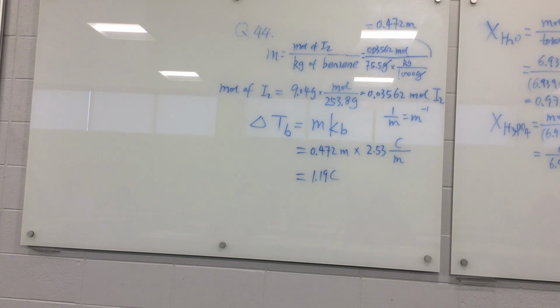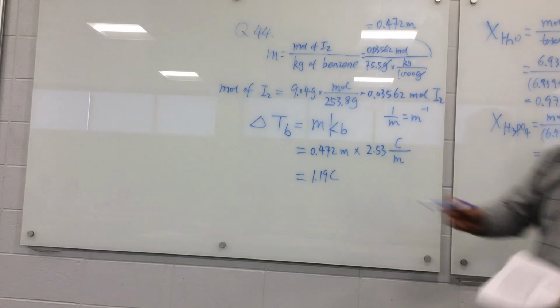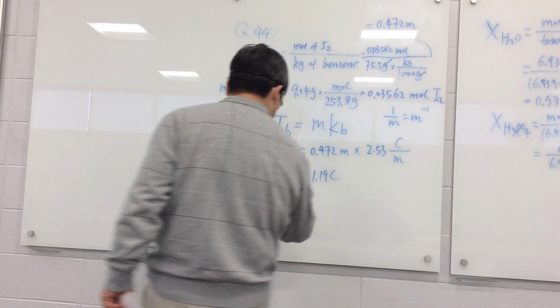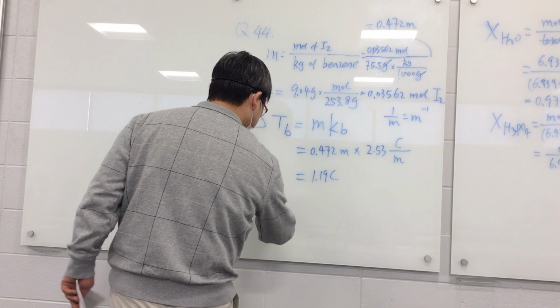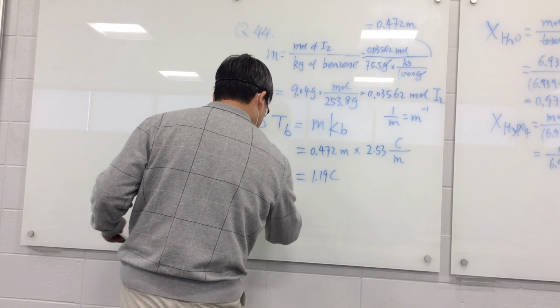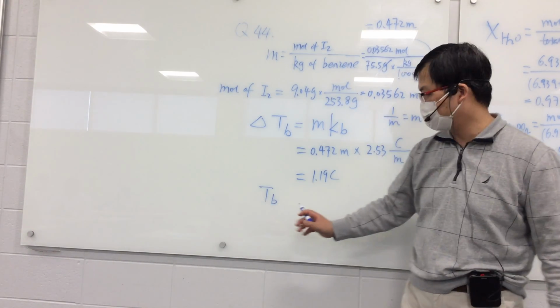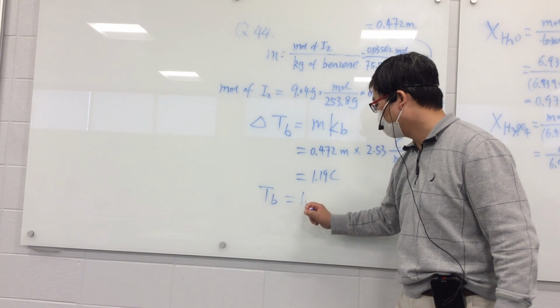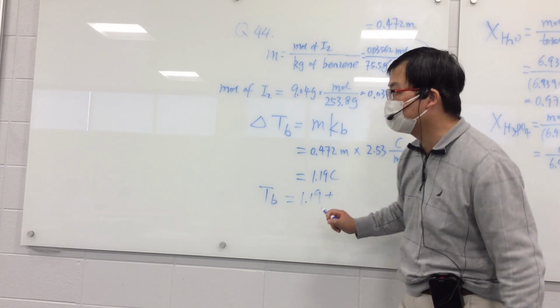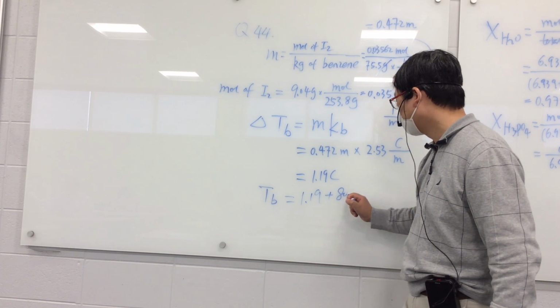So the boiling point of benzene is what? 80.1 degrees, right? The boiling point of benzene is 80.1. Therefore, the new boiling point temperature equals what? 1.19 plus 80.1.